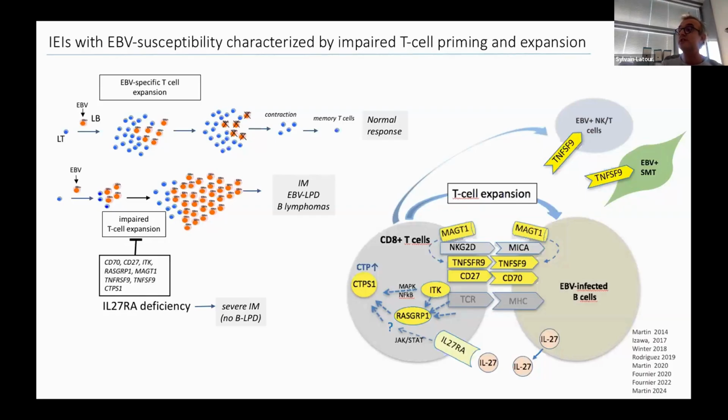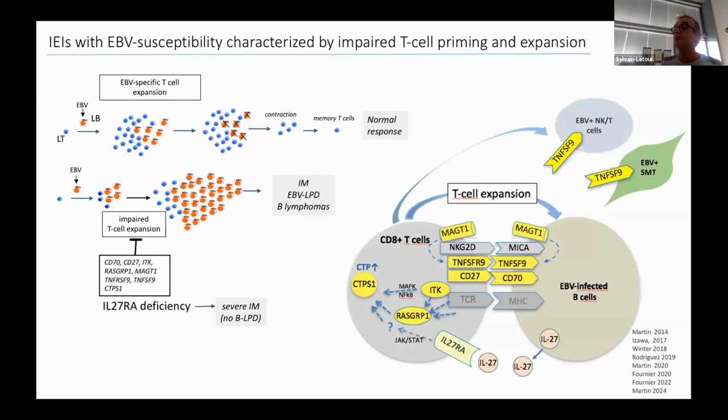We also show that the TNFSF9-TNFRSF9 pathway is important to control not only EBV-infected B cells, but also EBV-infected smooth muscle tumor cells and EBV-infected NK cells. And more recently, we identified a defect in IL-27RA, revealing the role of the cytokine IL-27 in the terminal differentiation and expansion of EBV-specific T cells.